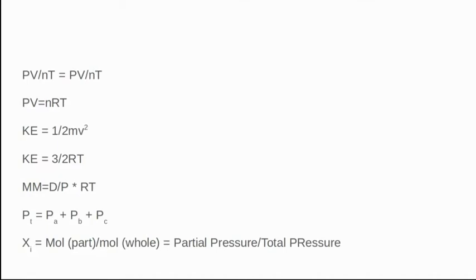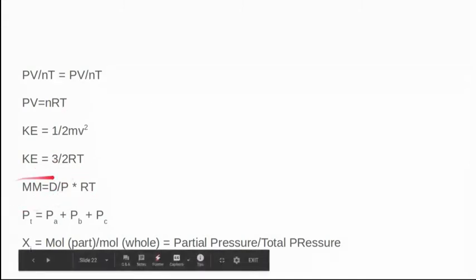This is the last slide. These are all the equations you need to know. So P1V1/n1T1 = P2V2/n2T2, that's combined gas law. PV = nRT, that's ideal gas law. KE = 1/2 mv², that's your average kinetic energy. And then KE = 3/2 RT is also a kinetic energy equation, depending on what you're given in the problem. Molar mass is density over pressure times RT. We do need to know that one because you might get a question like that. And then your partial pressure and your mole fraction. And that's it.